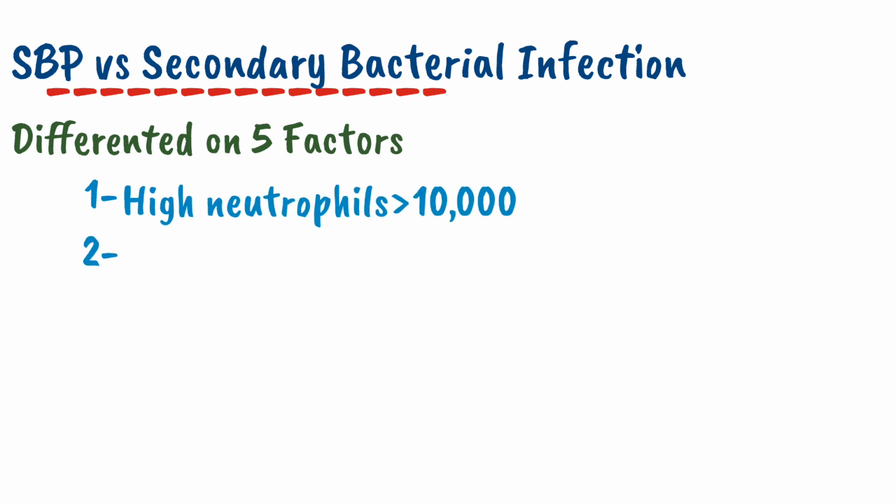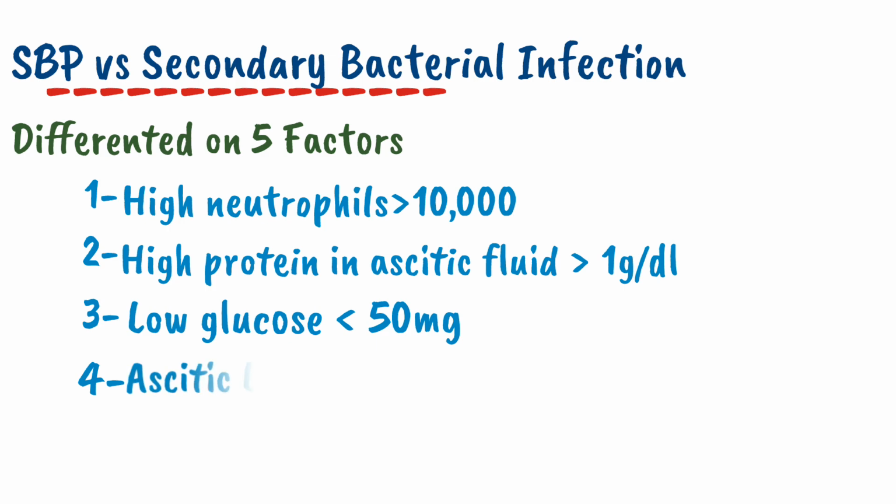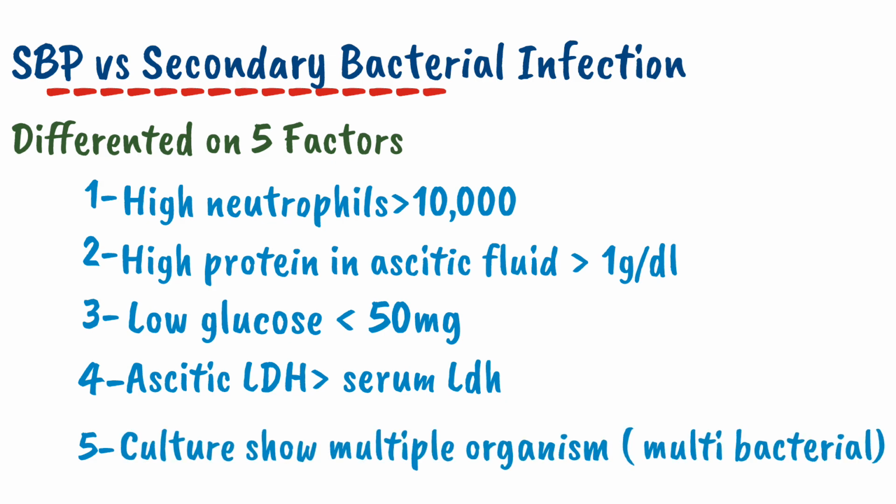The second one is that the total protein will be very high, such as greater than 1 gram per dl. The third one is that the glucose will be low, such as less than 15 mg. The fourth one is that the ascitic LDH will be greater than serum LDH. And the fifth one is that on culture and sensitivity, there will be development of multiple organisms. So these five things differentiate SBP from secondary bacterial infection.